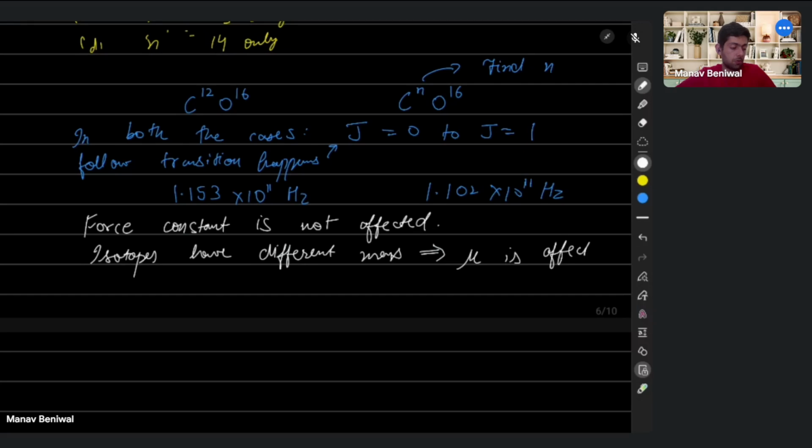What is mu? As we discussed in the first problem, when we have a diatomic molecule, we have two masses, m1 and m2. So we can convert it into a one body problem by using reduced mass. And when the mass of one of the atoms changes, of course our mu will change.